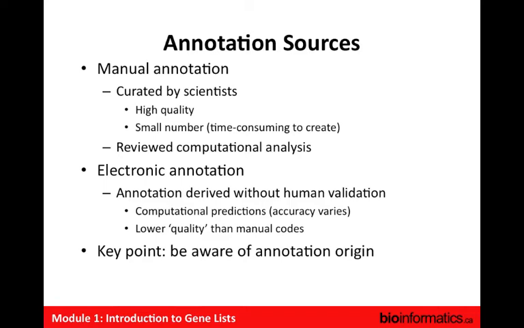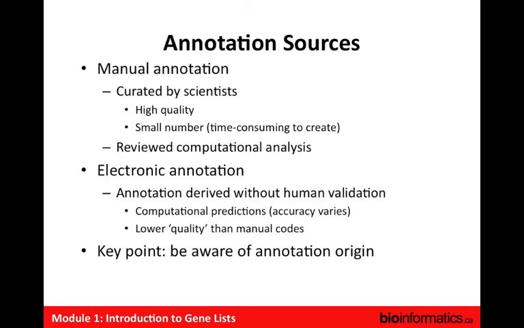Usually the type of annotation that people want is the high quality annotation that some scientist has verified is correct. It's curated by trained scientists. It's usually higher quality, but unfortunately there's reduced coverage. Your gene might not have been curated by a scientist. There's a smaller amount of this information because it's time consuming to create.